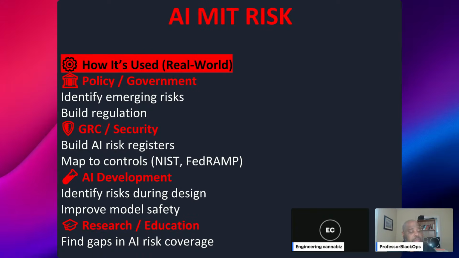So in the real world, like my man Engineering Cannabis, we do GRC, so we have policies and governance identifying your emerging risks and building your regulations. Regulations are already out there, right? Especially if you're in GRC security. Shout out to Chris. We've got to build our AI risk register and map to controls. Everybody knows I'm NIST and FedRAMP. Your AI development means identifying risks during design, improving model safety, research and education, and finding gaps in AI risk coverage.